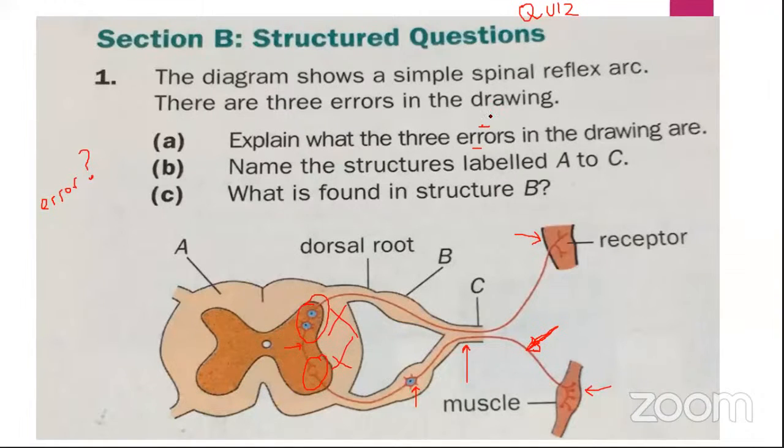And then how about B? Let me choose another person. Veronica Birungi. Yes, Veronica. It's the ganglion. Ganglion. Oh, thank you. That's the ganglion.